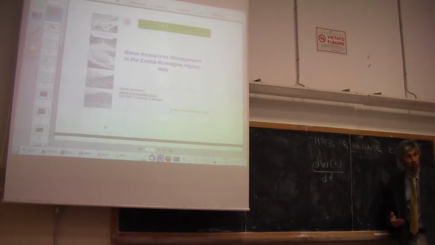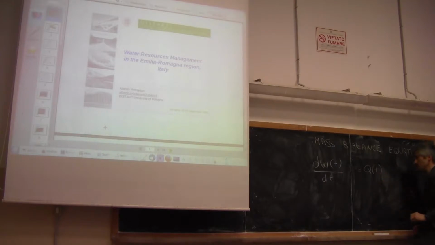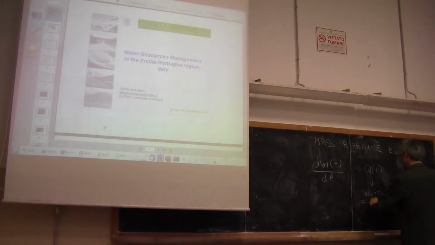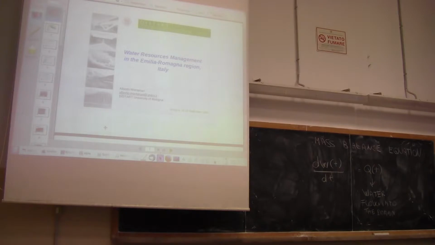equal to the inflow into the domain, which I will call with the symbol Q(t), which basically is water flow into the domain, minus the water outflow, which I will indicate with the symbol D(t), which is water withdrawal. Water withdrawal, let me add flow. These are flows. I already provided a definition of water flow. It's volume per unit time.